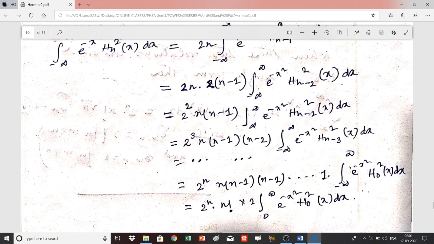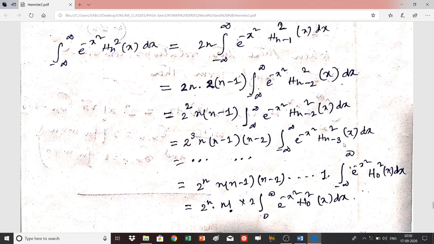The final term of the nth term will be 2 to the n into n minus 1, n minus 2, etc. to 1, integral from minus infinity to plus infinity e to the minus x square h0, because it is one order less than the previous one. The previous one will be n into n minus 1. The last term, the previous term of the last term, one order before the last term, will give you n minus 1, that is h1. So the last term will be h0.